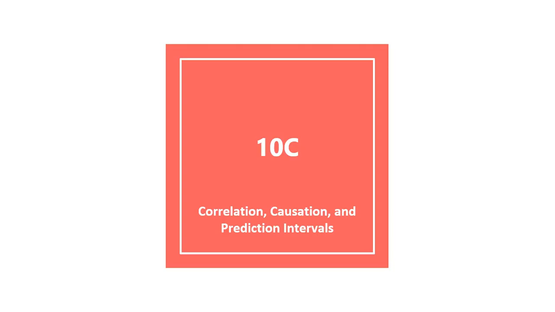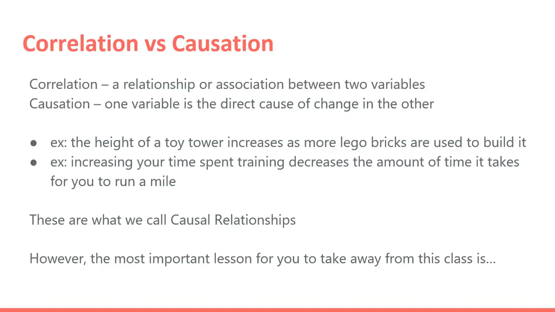10C, we're going to look at correlation, causation, and then prediction intervals. So, some definitions. Correlation is when there is a relationship or association between two variables. So anytime we look at a scatter plot and it has a shape, a linear shape, a nonlinear shape, doesn't matter. As long as there is some association there, we can say there's correlation. All right, but causation is when we can say one variable is the direct cause of change in the other.